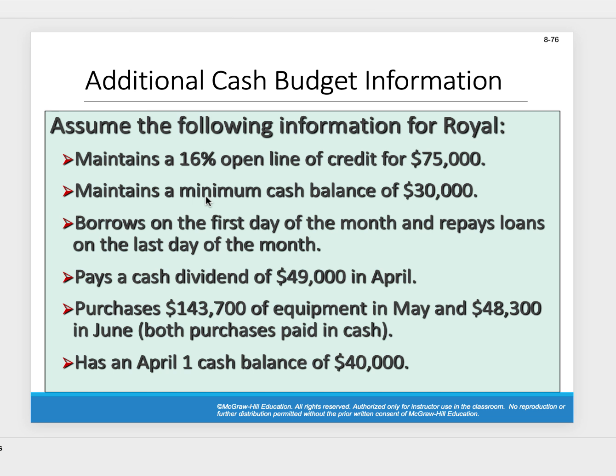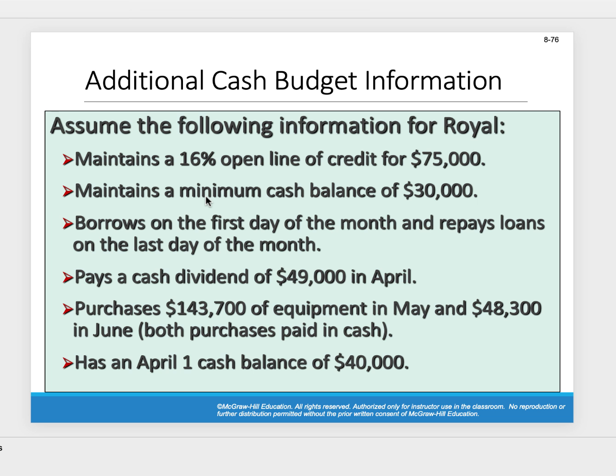If we need to borrow, meaning anytime during the quarter, if we get to the end of the month and we see our cash balance is not $30,000, we're going to tap into that line of credit and get enough money to get us to that $30,000 balance. Okay? If we have to borrow, we're going to borrow on the first day of the month. We're going to pay the loan on the last day of the month. That's going to help us out with interest charges.